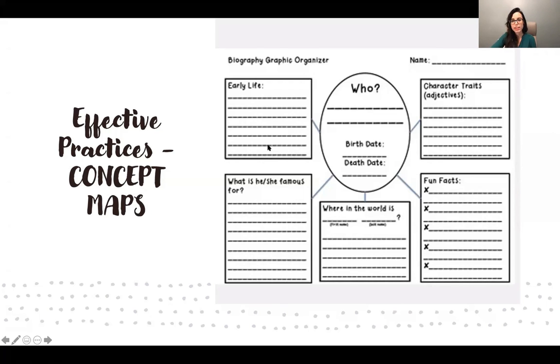So something like this is wonderful if you're doing a biography or teaching a history class. You could do this, of course, in reading as well. There's thousands of graphic organizers out there. If you go look them up, you will find tons. So first of all, who's the person? What's their birth date? What's their death date? Give me some characteristics, some fun facts. Where were they in the world? On and on. So that helps them categorize in their mind.